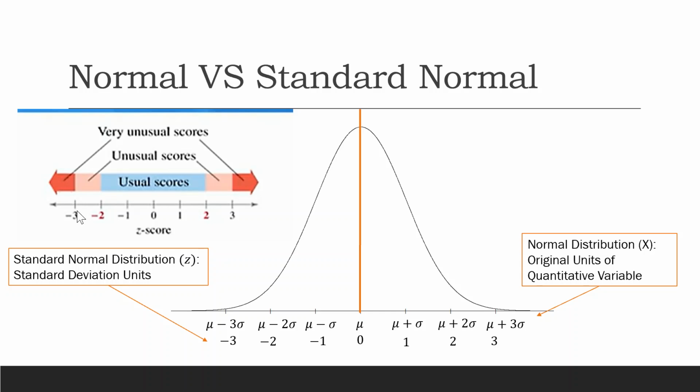And in our field of education, we use that 95% most often. We're going to be using that middle 95%. So -2 to 2 are usual. Anything beyond that are considered unusual. All right, that's where that is from.